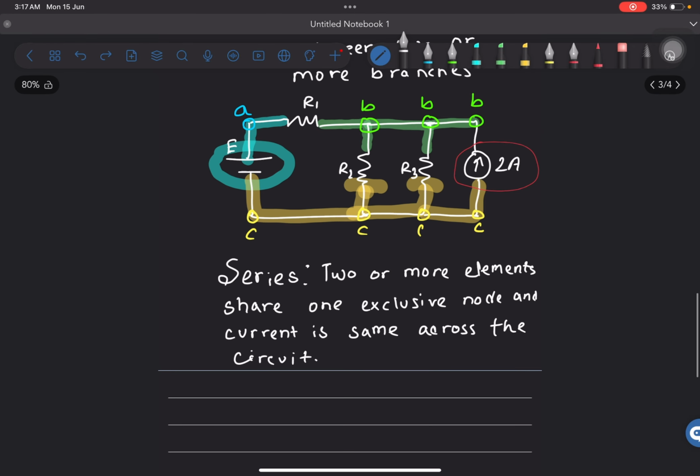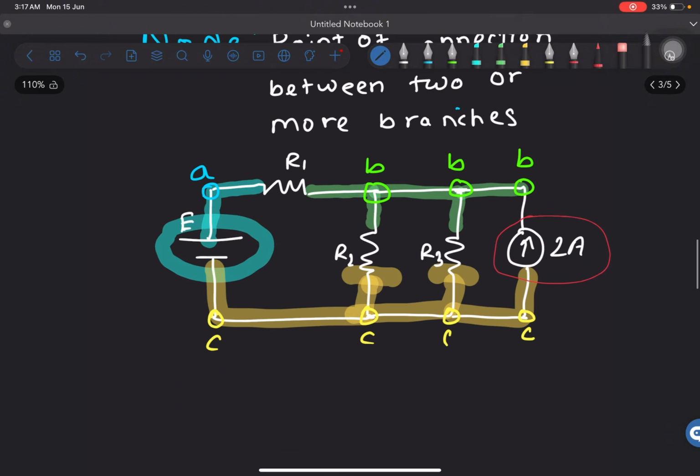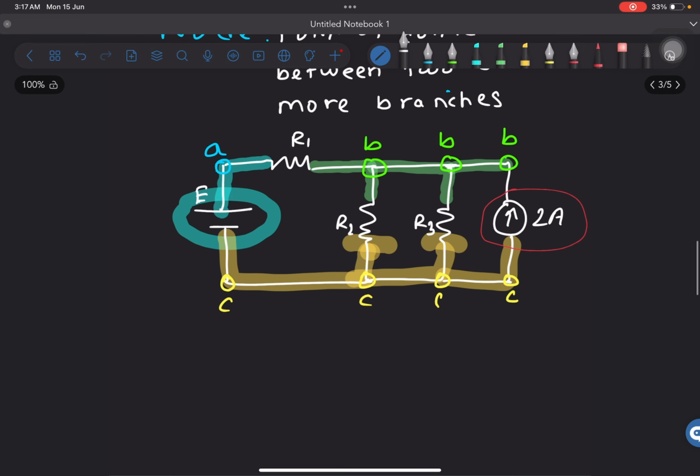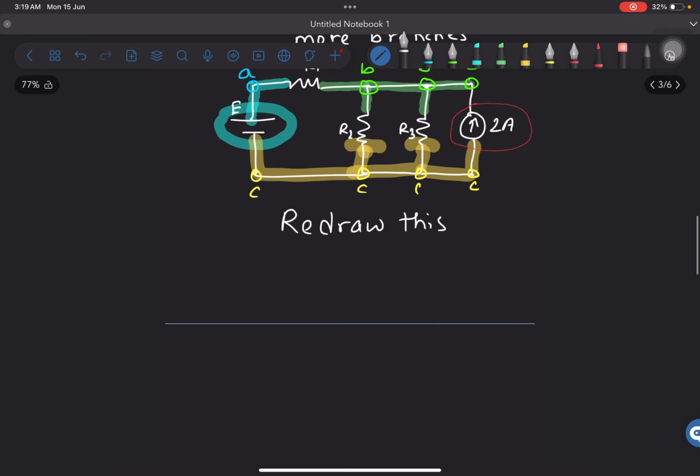So this circuit that I just drew over here, what if I'm asked to redraw this circuit? So at first, we'll draw the battery over here.